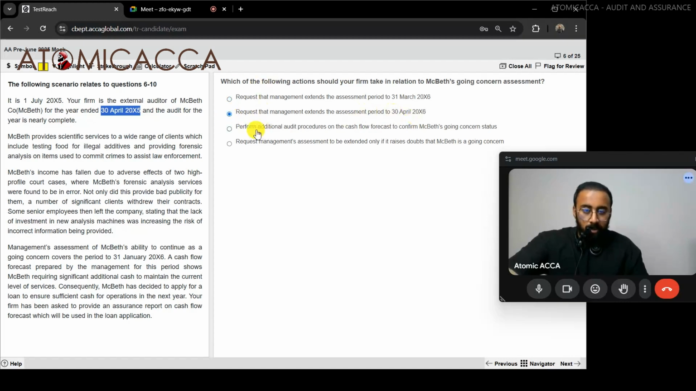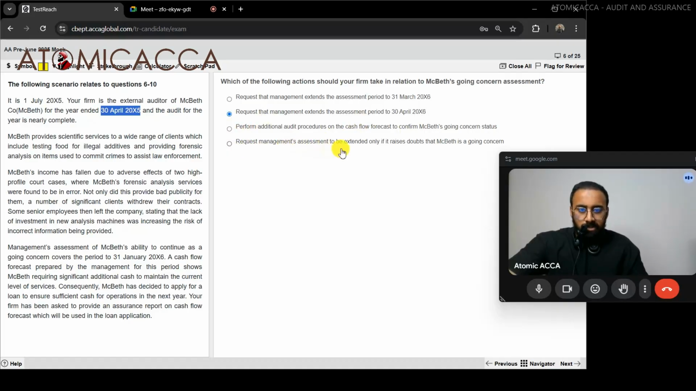So this seems fine. Perform additional audit procedures on the cash flow forecast to confirm Macbeth's going concern status. Additional audit procedures on the forecast to confirm going concern status, that is fine. But anyway, we can't take two options. So only one is there. Okay, so this one will not be the right answer.